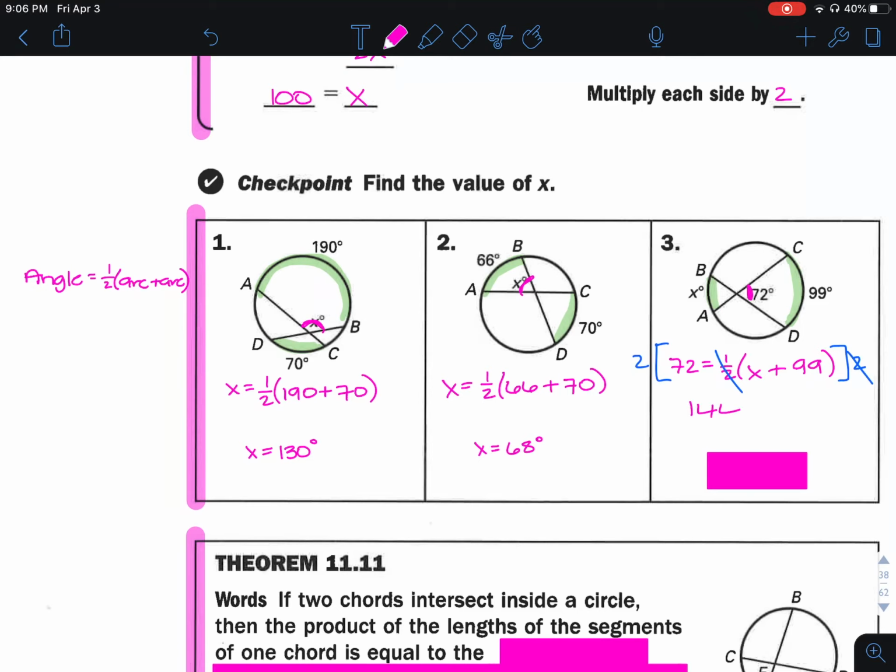I'm left with 144 equals X plus 99. Again, I don't have X by itself. I need to solve for X. Move over that 99 by subtracting it, so I have 144 minus 99, I get X to be 45.